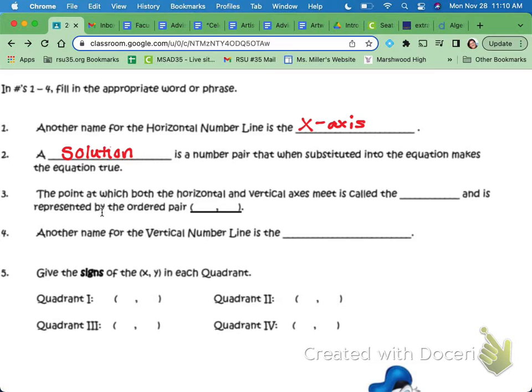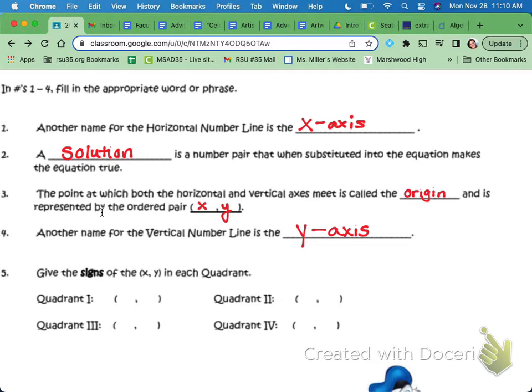So the same thing applies when we have an ordered pair. If I have an ordered pair, that means I'll have an x and a y I need to substitute in to make a solution. Number 3, the point at which both the horizontal and vertical axes meet is called the origin, and represented by the ordered pair (x, y) with parentheses around it. Another name for the vertical line is the y-axis.